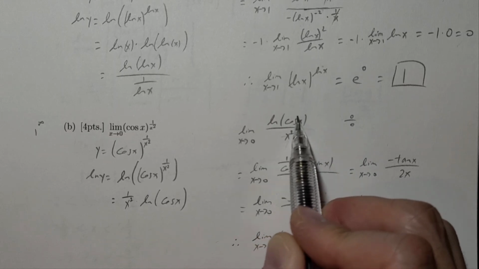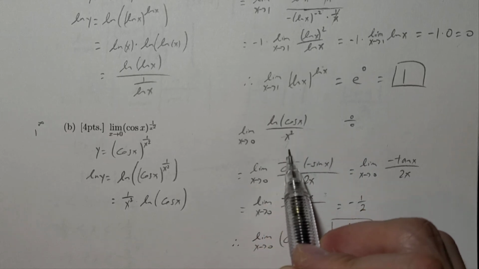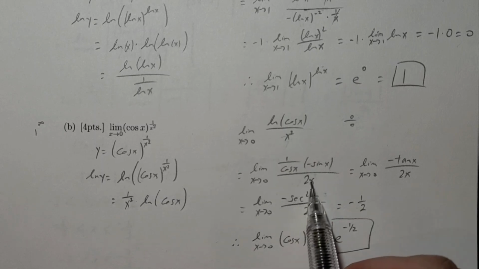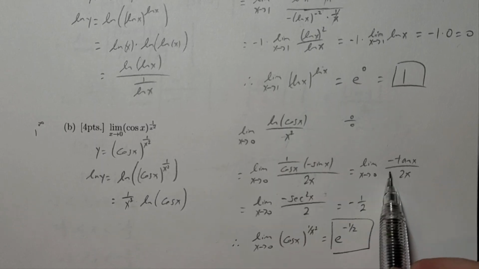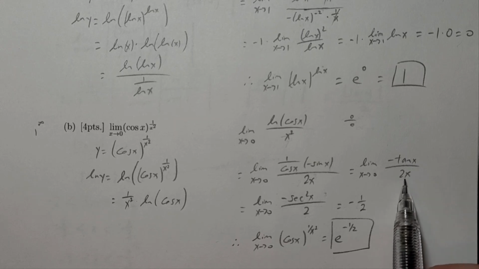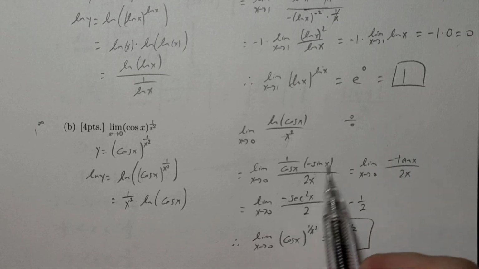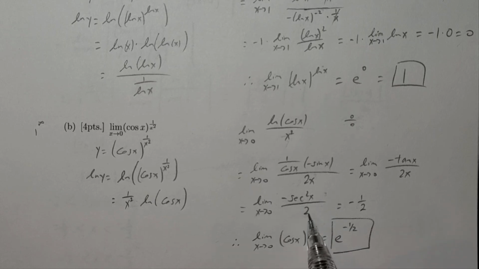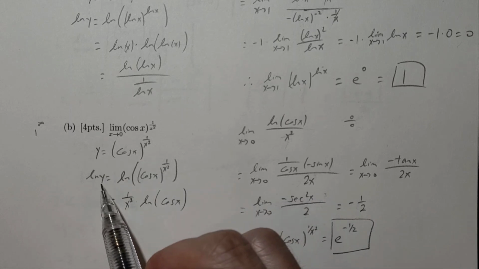The top, we would need chain rule. So it's 1 over cosine x times minus sine x. This is just power on the bottom. Okay? The top we can simplify to minus tangent x over 2x. This is still 0 over 0, so we can use L'Hopital's rule again. Differentiate the top, we would get minus secant squared x. Differentiate the bottom, we get 2. So now we take the limit, it'll be 1 on top with a negative sign, and 2 on the bottom. So minus half is the limit of ln y.